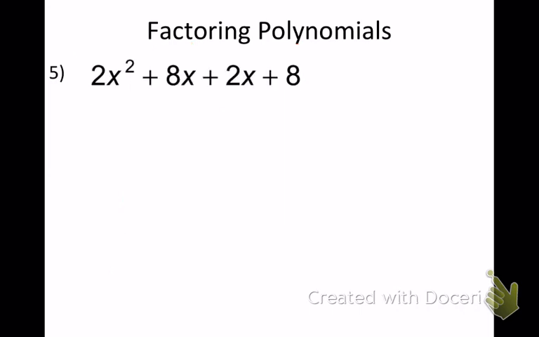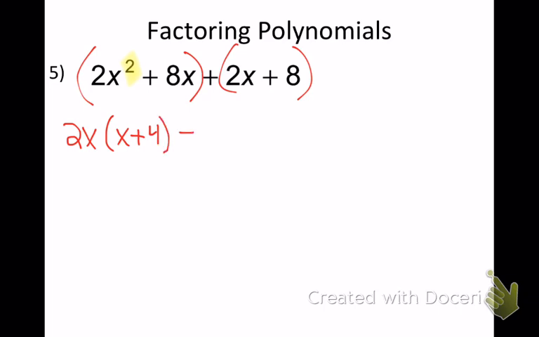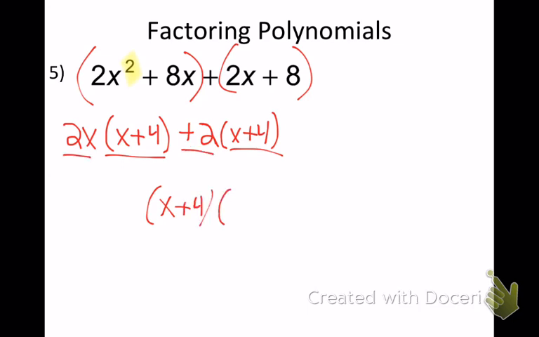Try number 5 on your own. If you look at number 5, am I dealing with a cubic term here? I'm dealing with a quadratic term, so it's actually less work because I'm not going to have 3 terms. Take a couple seconds, try this one on your own. All right, let's walk through this. When I group it, I have left side, right side. I pull a 2x out of the left side, leaving me with x plus 4, and I pull a 2 out of the right side, leaving me with x plus 4. X plus 4 comes down, and then 2x plus 2 comes down here as well.